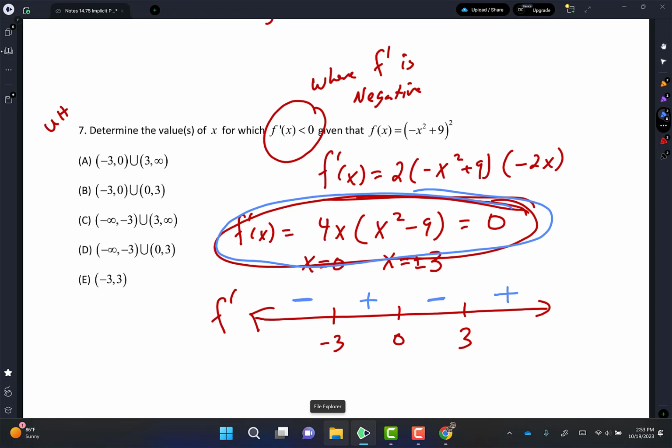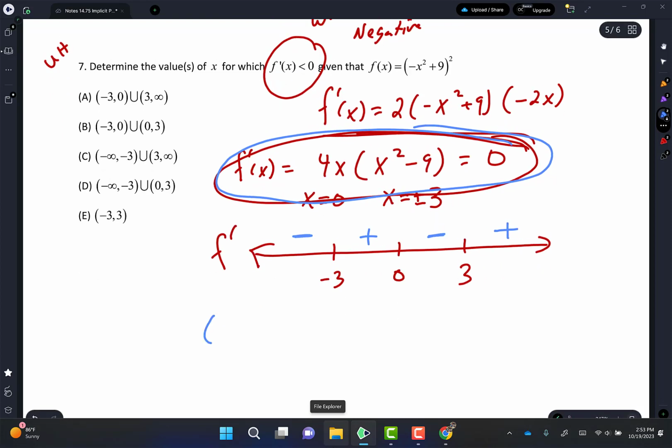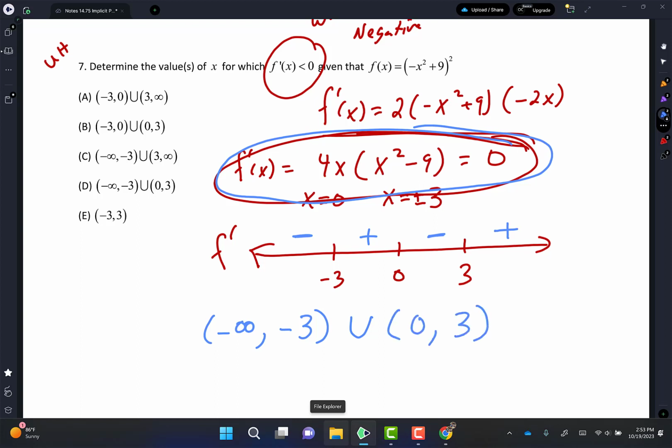Okay, now let's write where this F prime is negative. It's negative from negative infinity all the way to -3, union, and then it starts again from 0 all the way to 3. Notice that there's no bracket because it doesn't have the equal sign for 0, less than or equal to 0. So there it is. Negative infinity to -3 and 0 to 3. What letter is it? D. Do you see how we did it, guys?